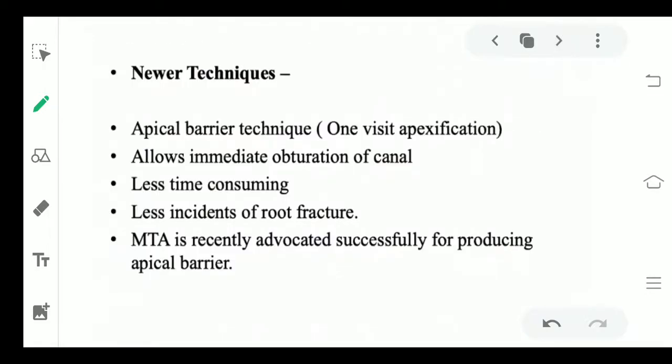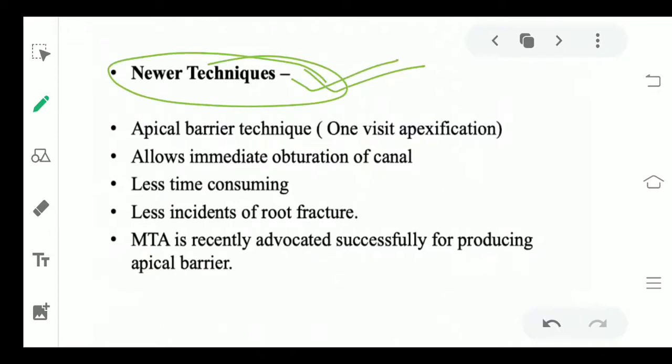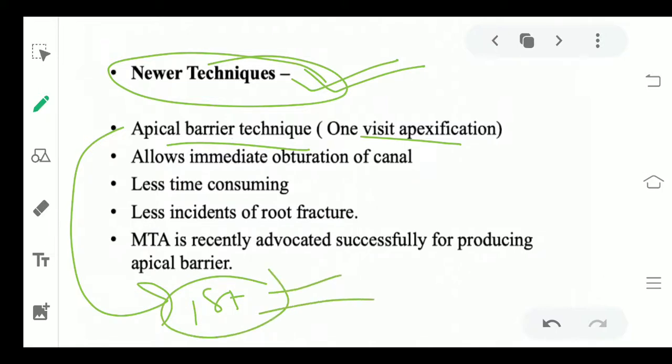Now, as I told you, this technique was a very time consuming technique. Now we have some newer techniques which make it very easy for us to do apexification in just a single sitting. How? This is the apical barrier technique. This is a single sitting technique. The patient is not supposed to come to you again and again. In just one sitting you can do everything. And this technique is the apical barrier technique.